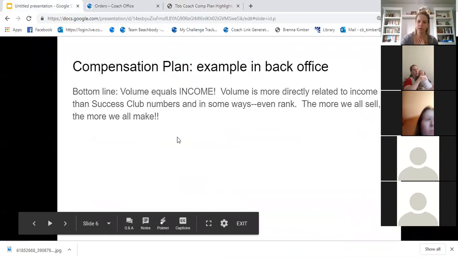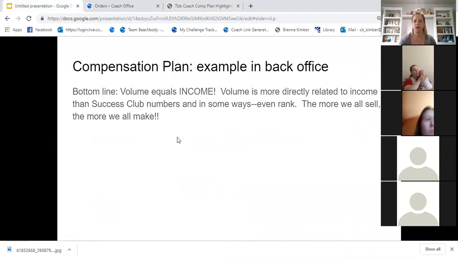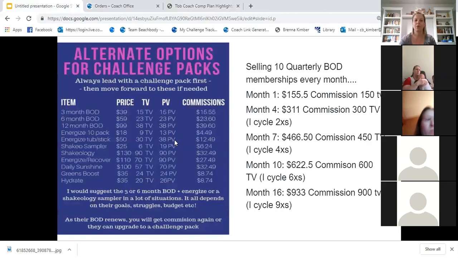What I really want you to understand, though, is that volume equals income. Your PV equals commission. Your TV, your team volume, equals team cycle bonuses. So that means more to your income than Success Club and even rank, really, unless you're capping out of those bonuses because of your rank. Volume equals money.